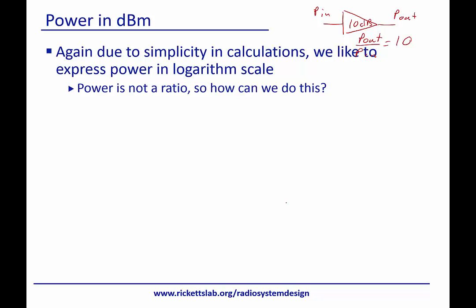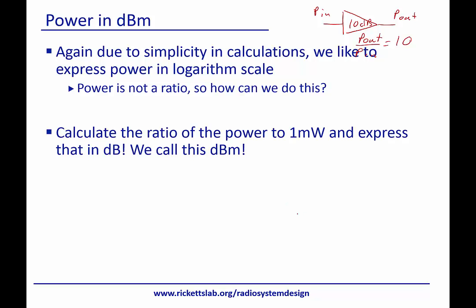We do that by defining a reference point. For Celsius, we say water is a reference point. And for dBm, we simply use 1 milliwatt as our reference point. So what this means is that we ask what the ratio of P out to 1 milliwatt is, and that gives us dBm.